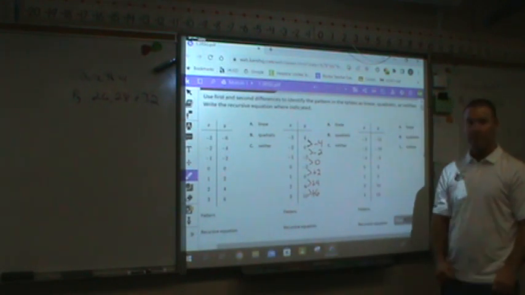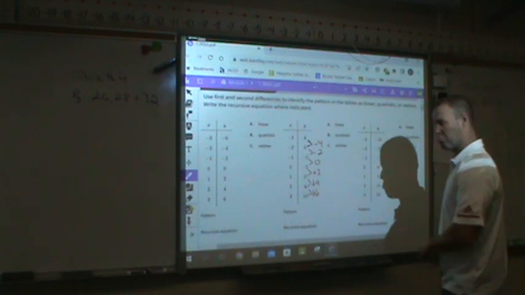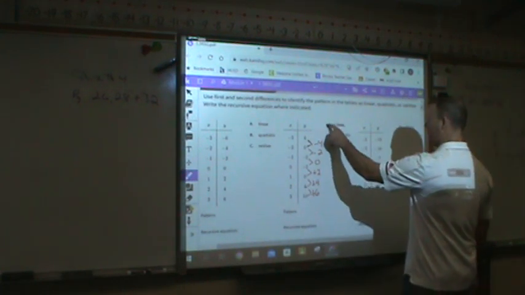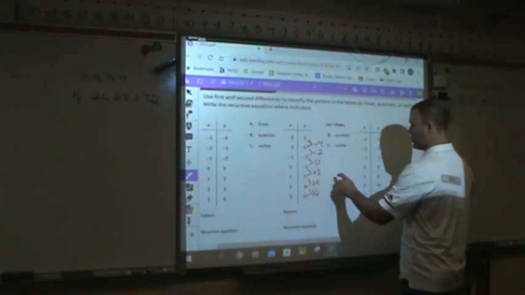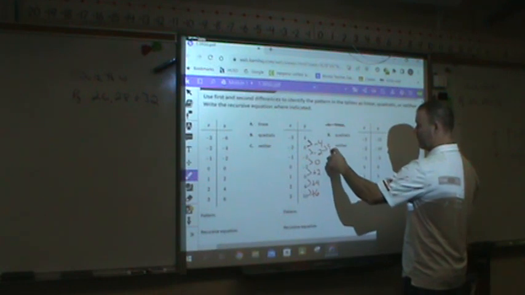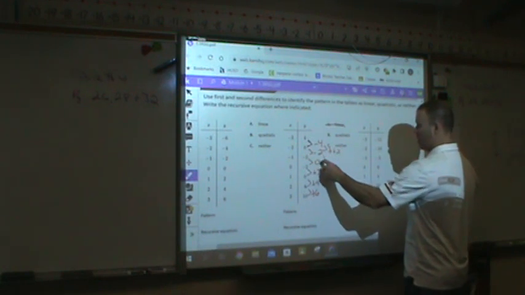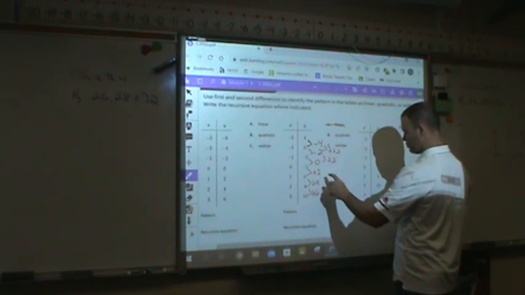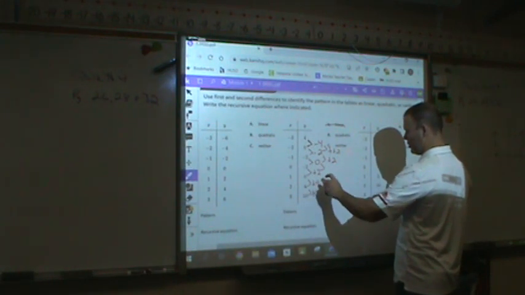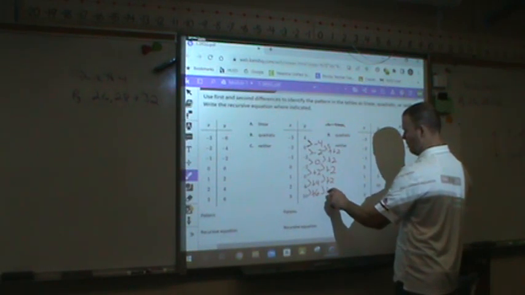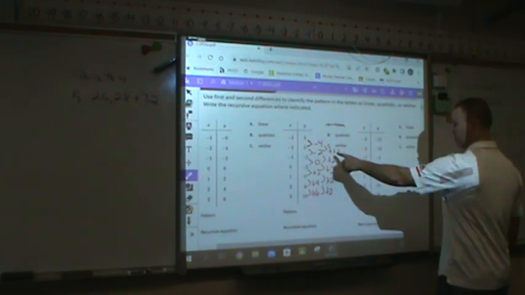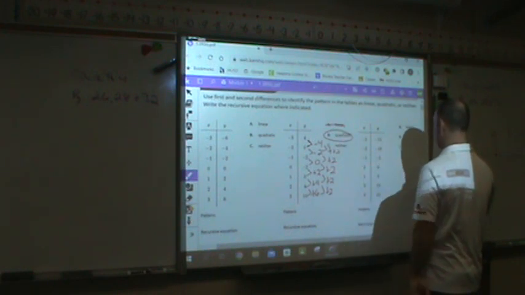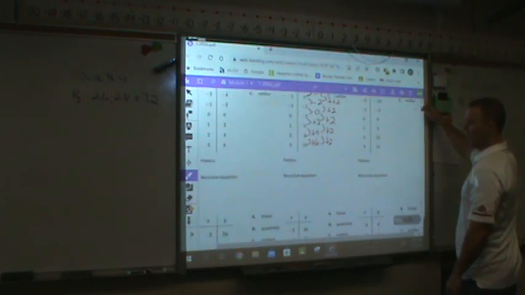So obviously, there is not a first difference. Hands down. So I know it's not linear. It's either going to be quadratic or neither. Well, what do I do to negative 4 to get to negative 2? I add 2. What do I do to negative 2 to get to 0? I plus 2. What do I do to 0 to get to 2? Plus 2, plus 2, plus 2. Second difference, quadratic.